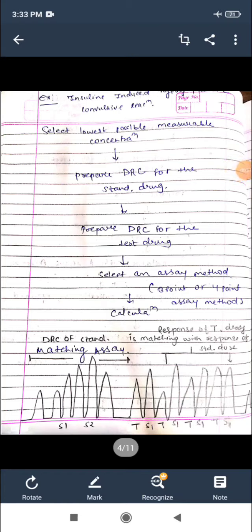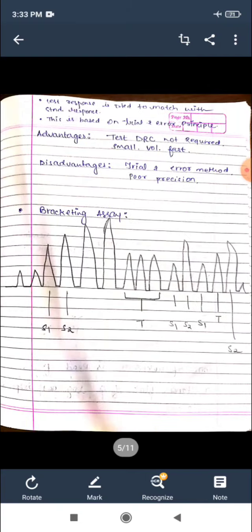So, in this type of bioassay, the matching method bioassay, the test substance is taken first and the observed response is tried to match with the response that is obtained with the standard drug. Several responses of the standard drug are recorded till a close matching response to that of the test substance is observed. The calculation formula: the concentration of unknown is equal to the dose of the standard divided by the dose of the test, into the concentration of the standard drug.